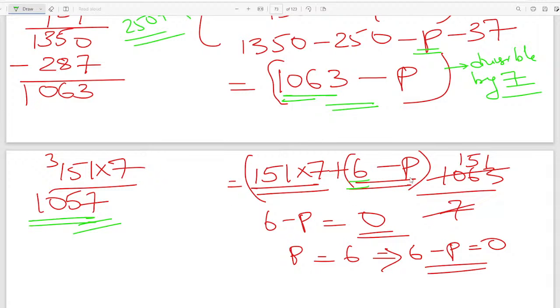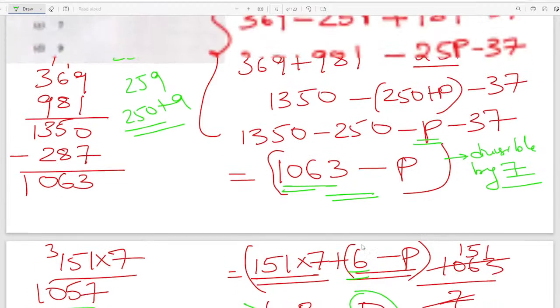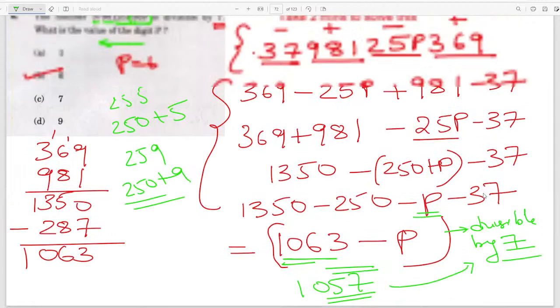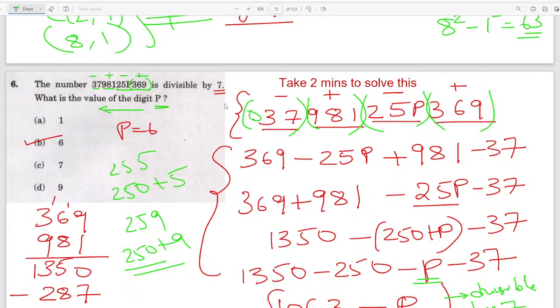And to remove this 6, we have to subtract p, so 6 minus p should be 0. I mean, the remainder should be 0. So p is equal to 6 in this equation. If I take p that side, p will be 6. So when p is equal to 6, this sum 1063 minus p would become 1057. This 1057 is divisible by 7 and the whole number would be divisible by 7. So to make this whole number divisible by 7, p has to be 6.